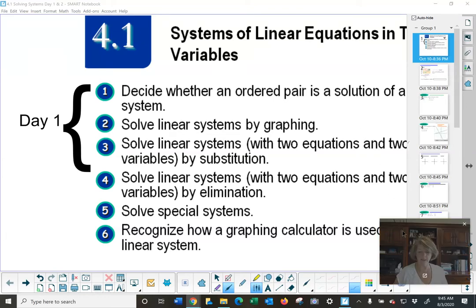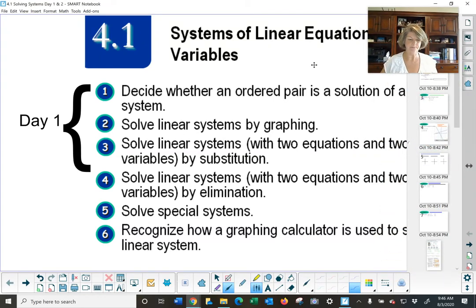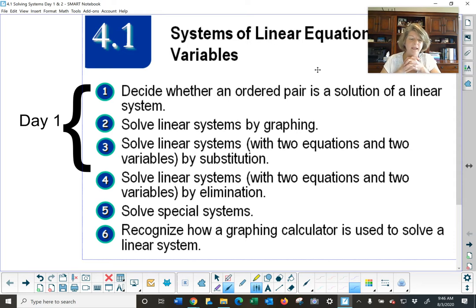Well, welcome. Let's look at section 4.1. And section 4.1 is all about systems of linear equations. And you can see we're going to do this in two parts today. We're going to do day one, and then tomorrow we'll work on day two objectives.